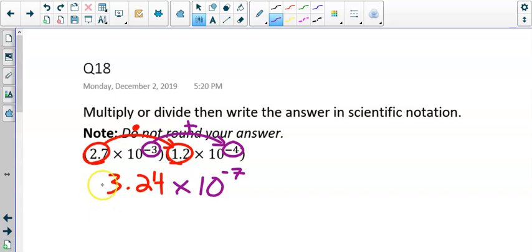Just know that if you do have to manipulate this, that also affects the power. If you move it to the left, you have to add on to the power. If you move it to the right, you take away from the power. But that is the final answer. All good right there.